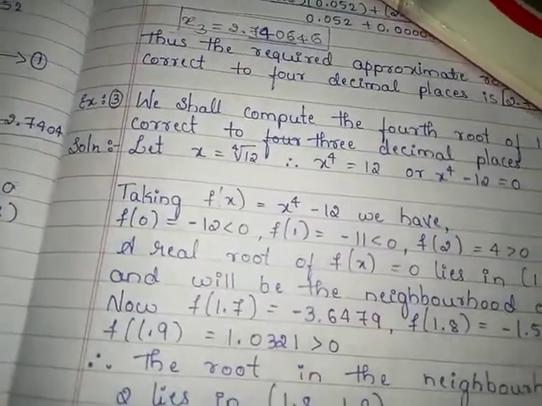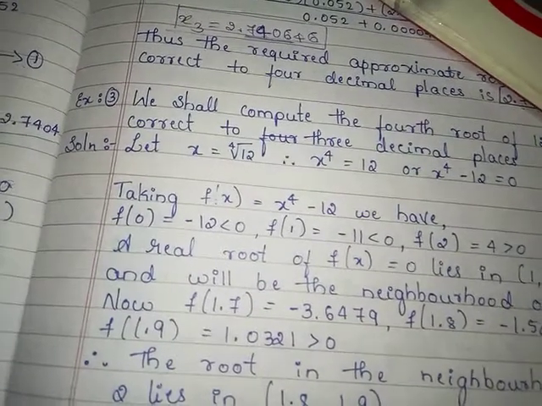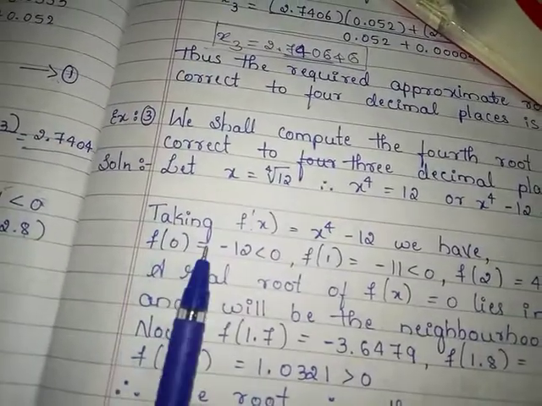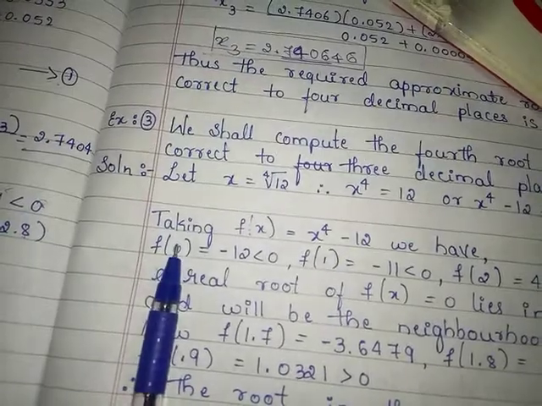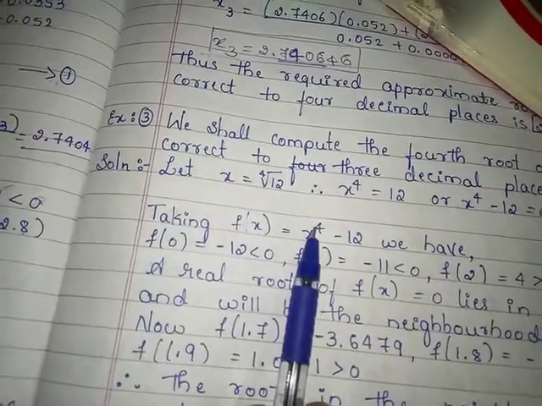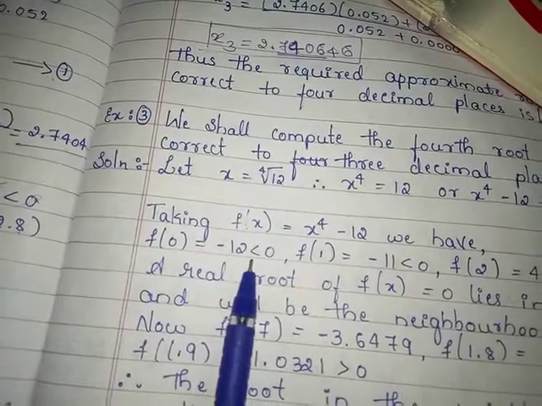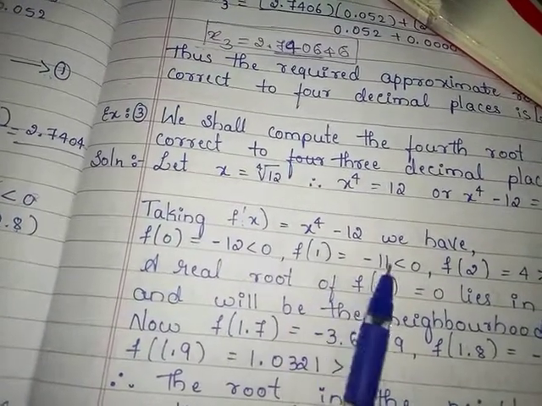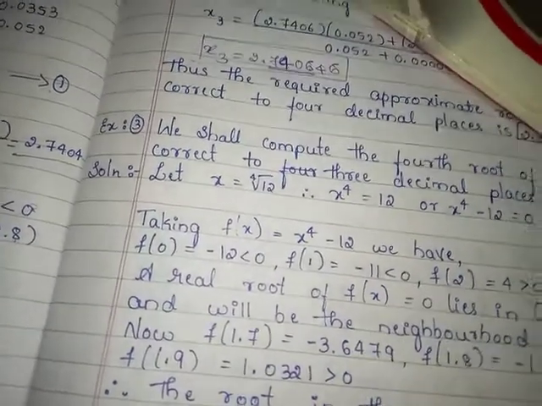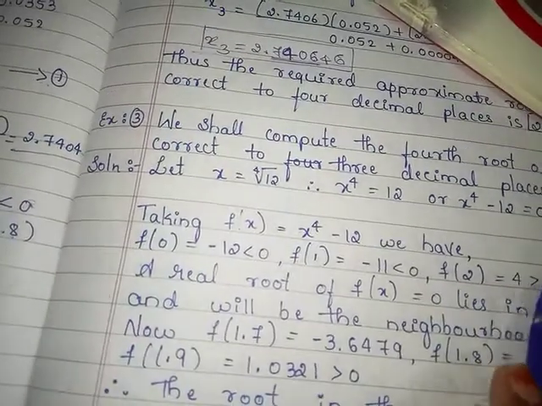Next we have to find the value of a and b. We know how to find the value of a and b from the previous two problems. Taking f of x is equal to x raised to 4 minus 12, we have f of 0 is equal to minus 12, which is less than 0. f of 1 is equal to minus 11, which is less than 0. f of 2 is equal to 4, which is greater than 0.